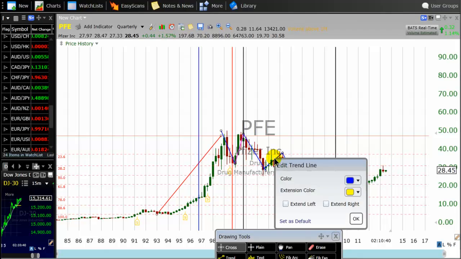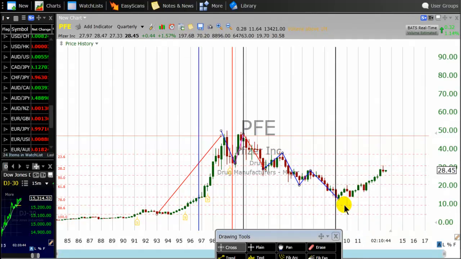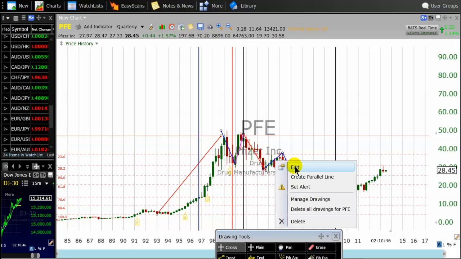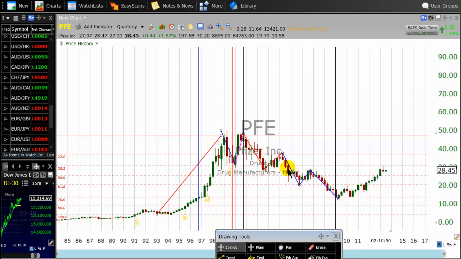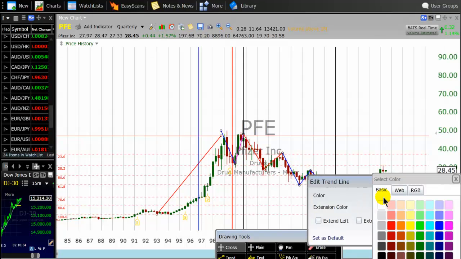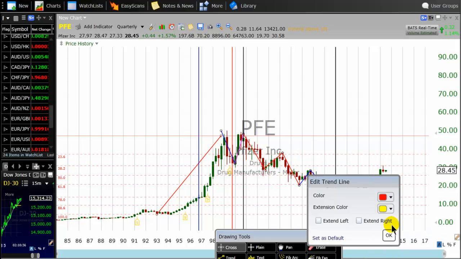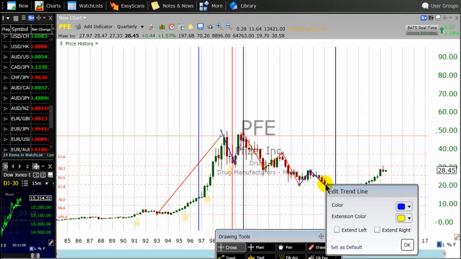This is an expanded flat correction, a normal expanded flat correction, bringing the price down in 5 waves. This expanded C corrective wave, though it has been divided into 5 waves, is not an impulsive wave. It's a corrective wave, all right?